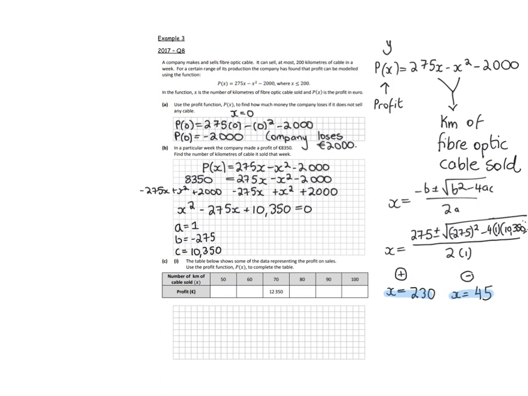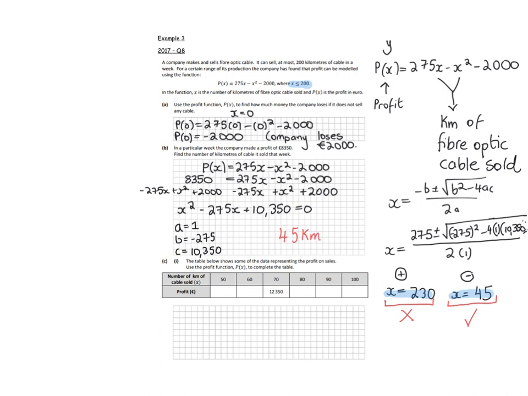However, going back to the question, it says that x is less than or equal to 200. So if you look at the two values we have here, we have 45, which is perfect, but we have 230, which we can't use. So if we think about the number of kilometers of cable that it sold, it could only sell 45 kilometers. And that's that question done.